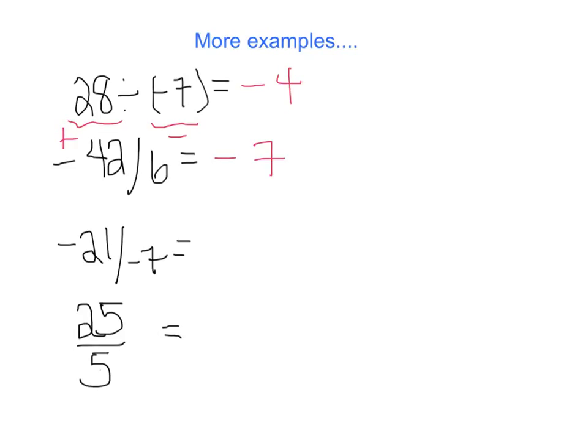In the third example, I have a negative divided by a negative, so I know my answer will be positive, and 21 divided by 7 is 3, so it's positive 3, or again, I would just write 3 without the plus sign. And then in my last example, I have a positive divided by a positive, 25 divided by positive 5, so my answer, of course, will be positive, and it'll be positive 5.